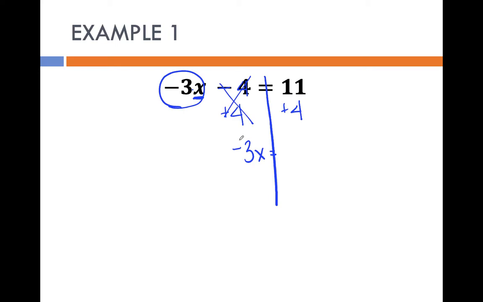So we're not quite there yet in terms of having x by itself because we still have the negative 3, but that's okay. We're just going to take a second step to get x by itself. And then on the right side, we have 11 plus 4 is 15. And then we have negative 3 times x equals 15. We need to get the negative 3 to cancel out. So since it's negative 3 times x, we'll do the opposite of multiplication, which is to divide by negative 3 on both sides. Negative 3 divided by negative 3 cancels out and leaves x by itself. And then 15 divided by negative 3 is negative 5.